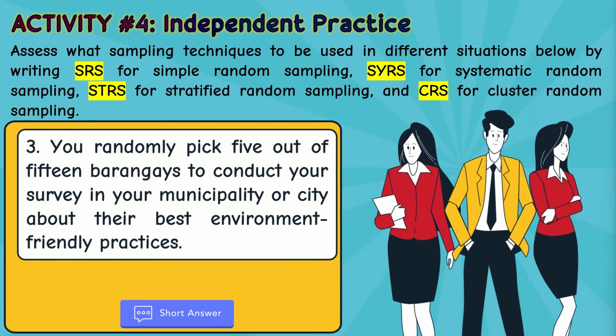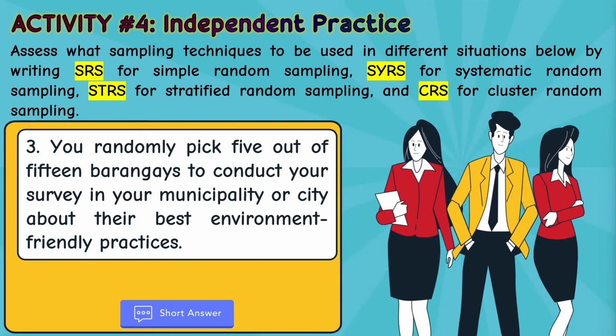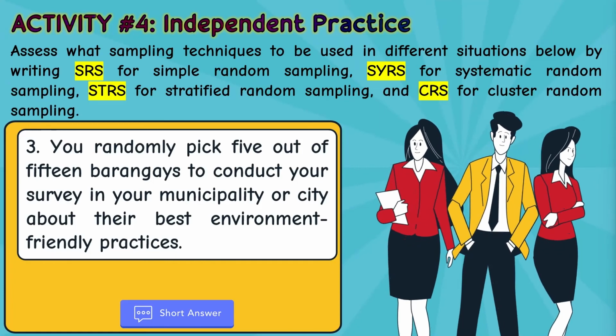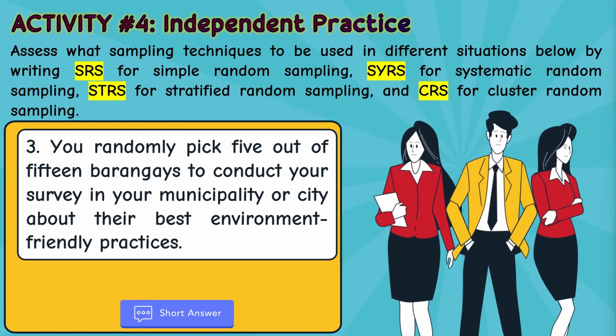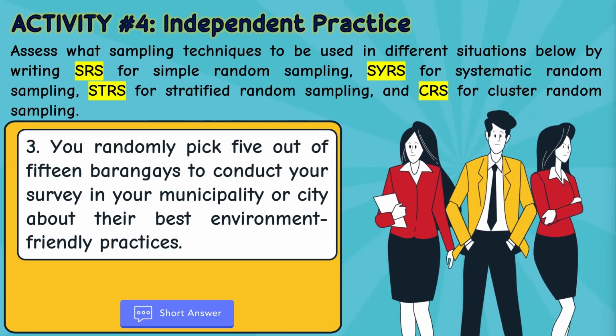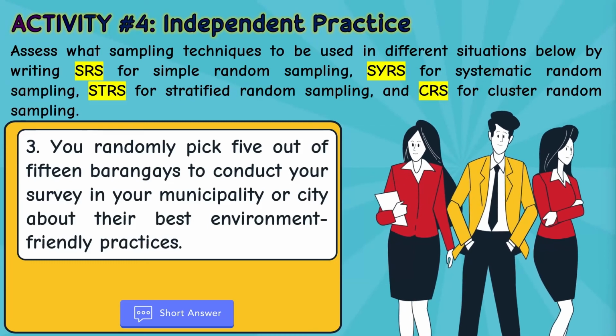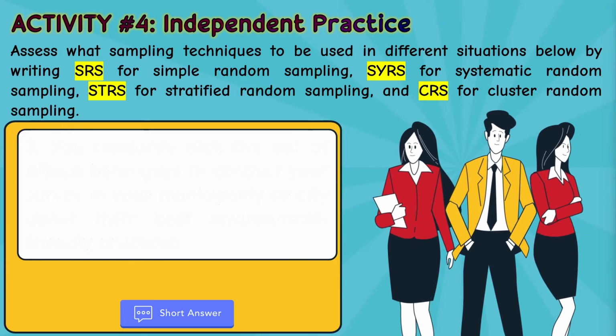You randomly pick 5 out of 15 barangays to conduct your survey in your municipality or city about their best environment-friendly practices. What is this? Okay, the correct answer is cluster random sampling.